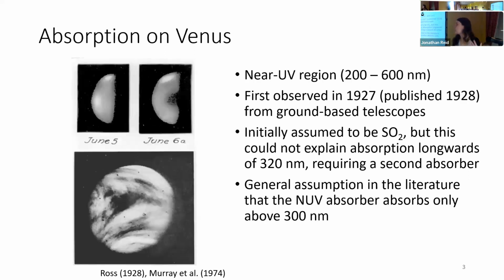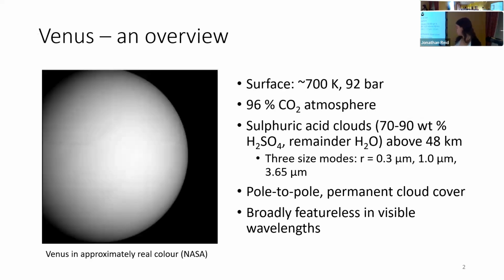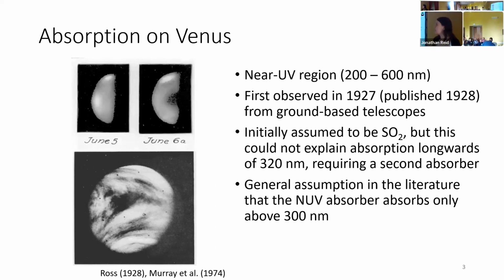Whereas if we look in the UV region, it's a very, very different story. So these are some of the first photographs that were published of Venus. They're taken from Earth-based telescopes in 1927. And you can see we've got bright patches at the top and darker patches in the middle. And then this is a later image. This was taken by Mariner 10 in the 70s. And again, you've got the brighter poles and the darker equatorial region.